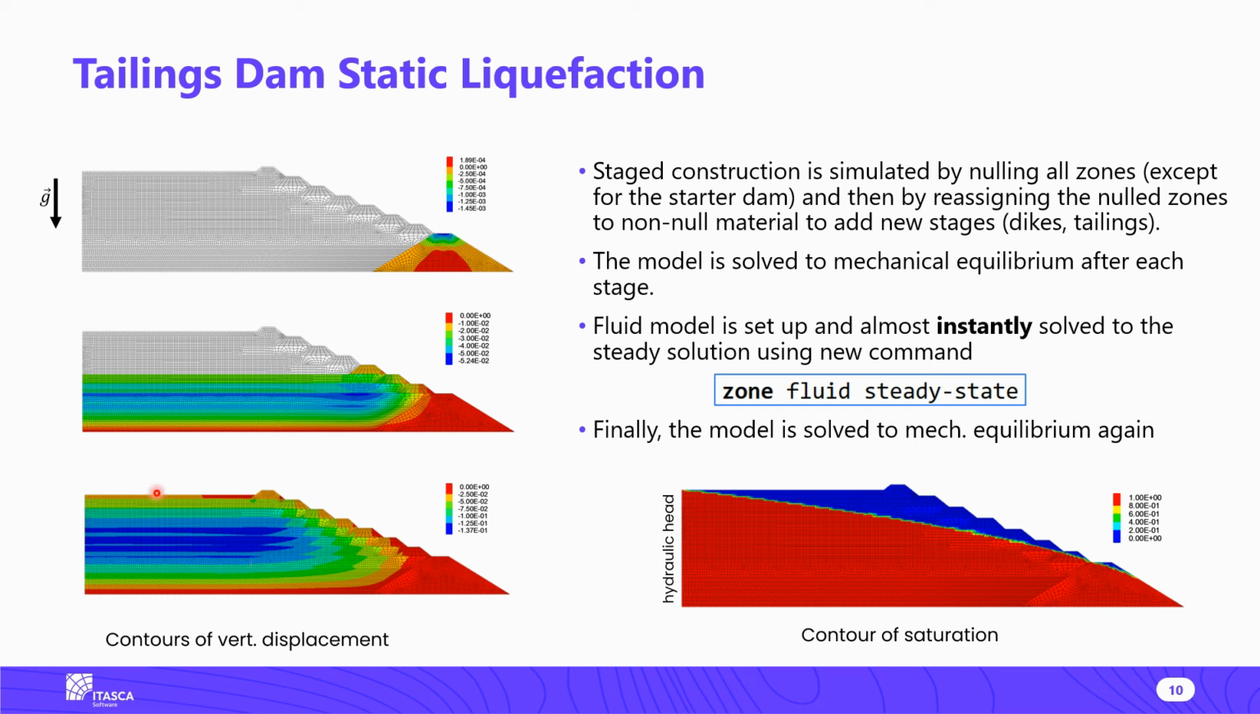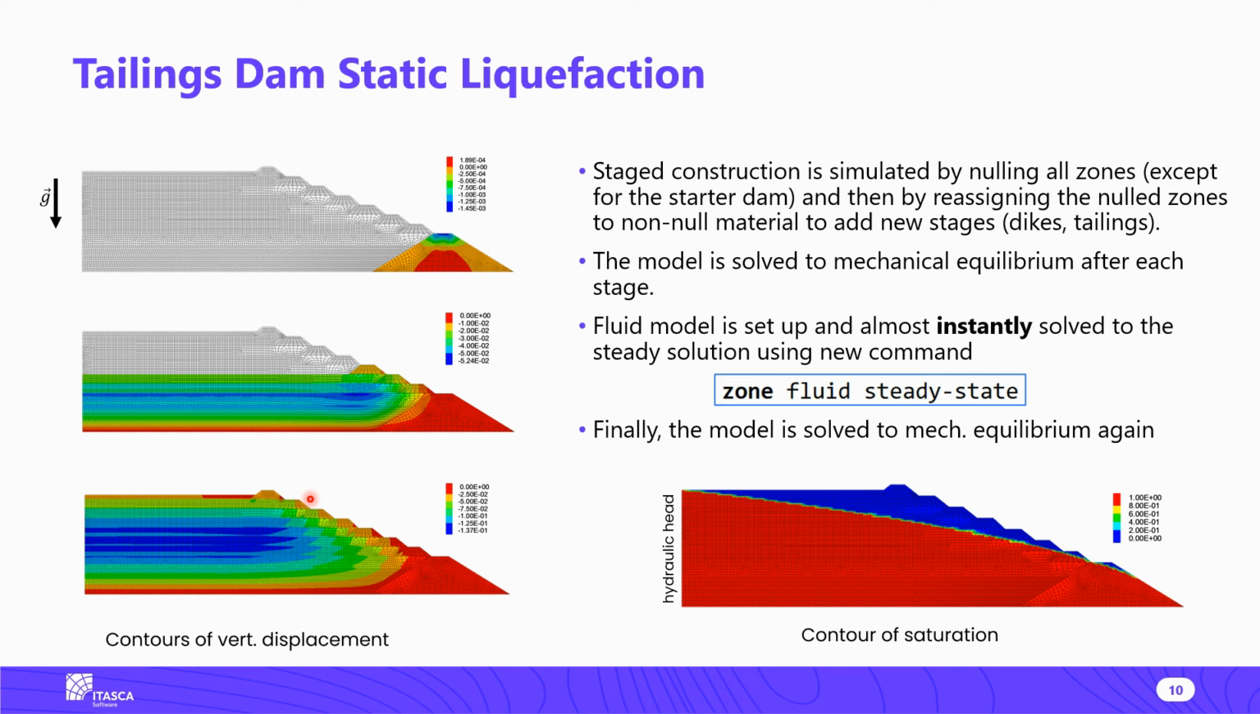When the model is fully constructed, fluid boundary conditions are assigned in terms of fixed water table on the left side of the model and 0 pore pressure on the top. And then we solve the fluid model. In general, we are not interested in the transient response of this model and only need to get the steady state solution at large time.